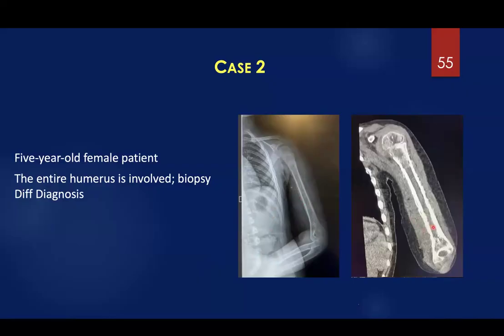If you're not sure, do a CT. We did the CT scan. There is permeation in the cortex, and there is also flared cortex here, and there is periosteal elevation and Codman triangle. So from the first time you look at the X-rays, you know that this is a malignant disease. Okay, and what malignancy occurs in a 5 years female patient?